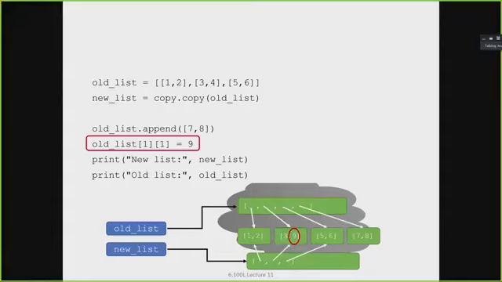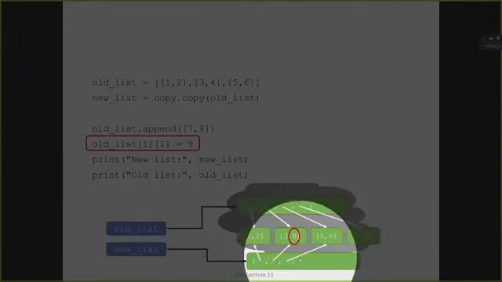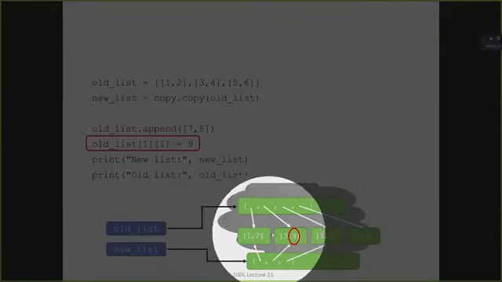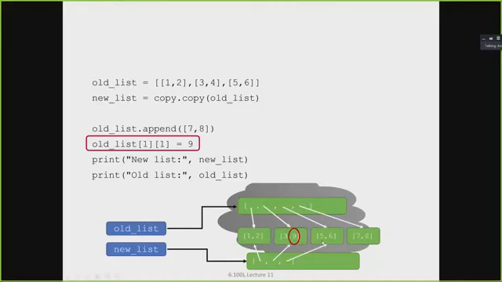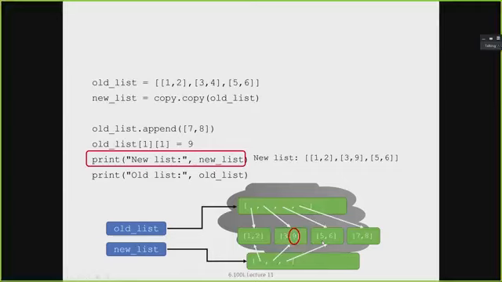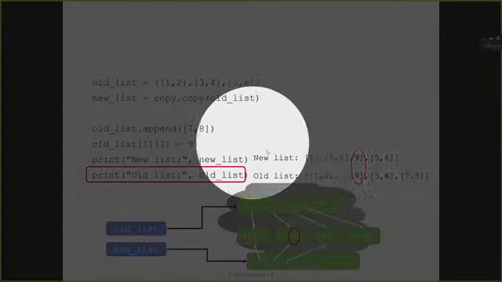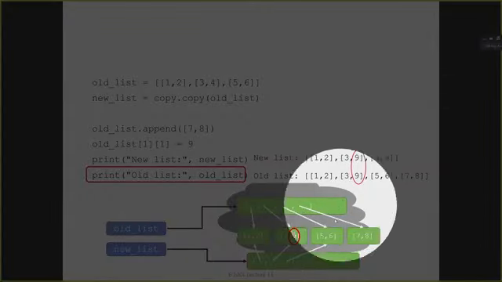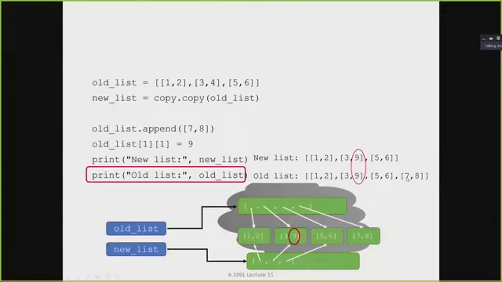Okay? Well, when we print new list, we're going to be printing a list with 3 things in it. The first one is the list 1, 2. The second one is 3, 9. We just mutated that. And the last one is 5, 6. And when we print old list, this one will also have that 9 over there because those middle elements are shared. But we will also have an extra element at the top level, the 7, 8 that we just added only to old list.